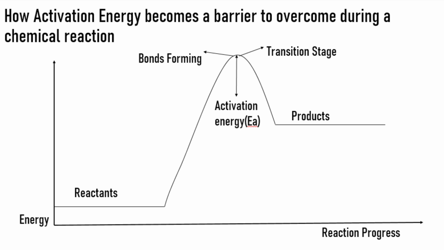Notice that the products are at a lower energy level than the transition state, showing that energy is released as the reaction completes. So, activation energy is crucial because it creates a sort of barrier. Only particles with enough energy to climb over this barrier can successfully react and form products.